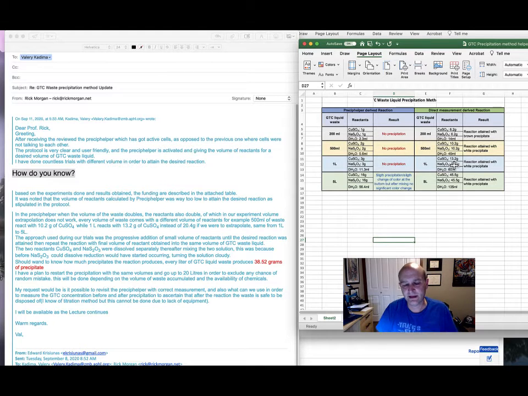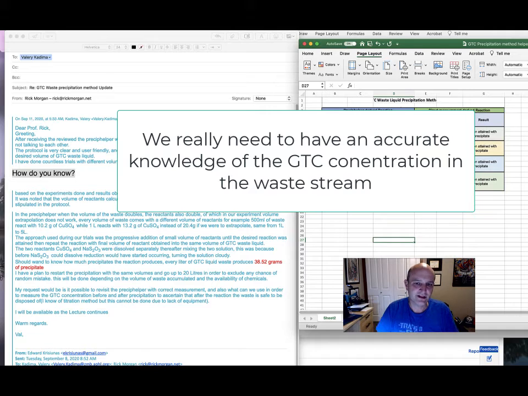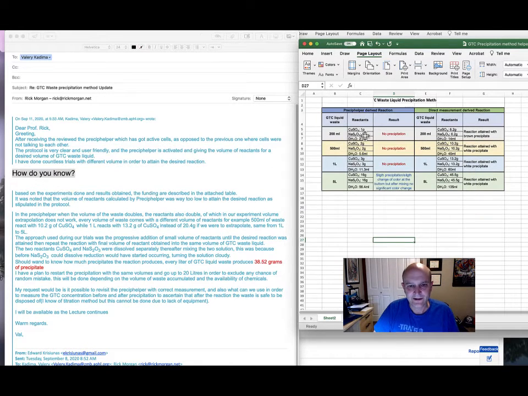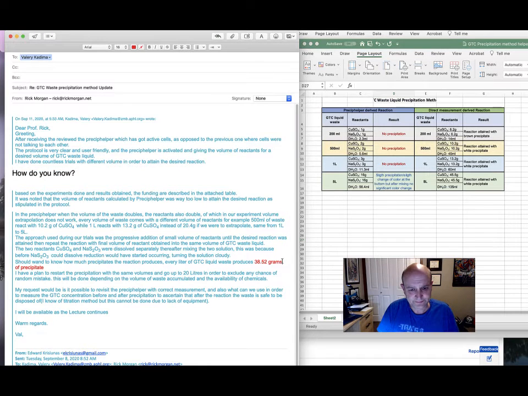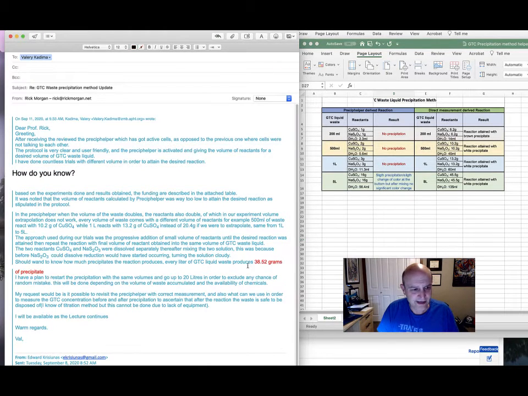Well, I think what we really need to do, the thing that's missing here, is we need to know how much GTC is in there in the first place. That's a big part of what's missing here, because I agree that a gram doesn't sound like a lot. Now, I did take your 38 grams. It reads 38 grams of precipitate here.